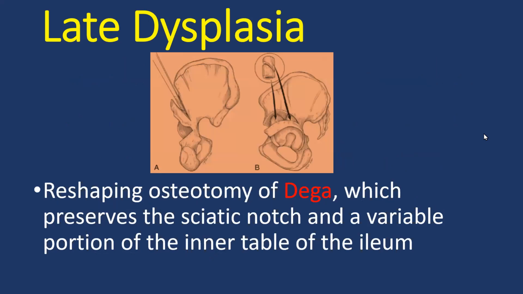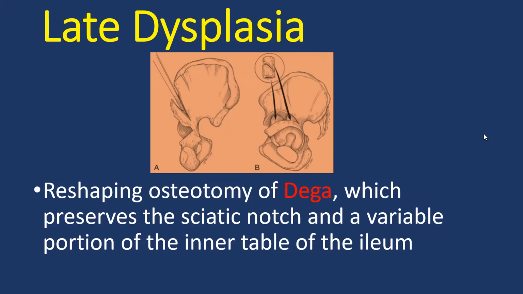Reshaping osteotomy of Dega is shown over here. This we do in flat acetabulums. And what we do is go parallel to the upper wall of the acetabulum. We divide only one cortex, the other we leave intact, because to reach it, we'd pass through the triradiate cartilage, and then we bend everything and put bone in. It decreases the size of the acetabulum.